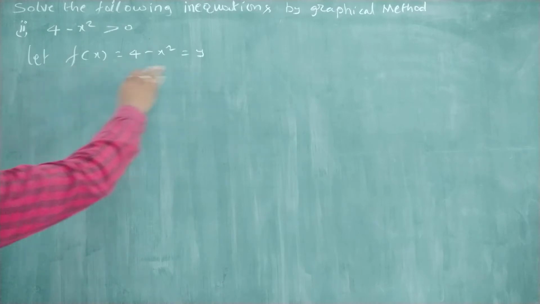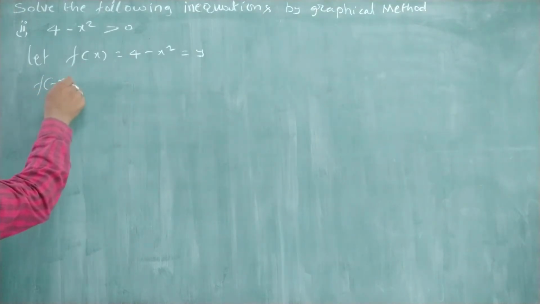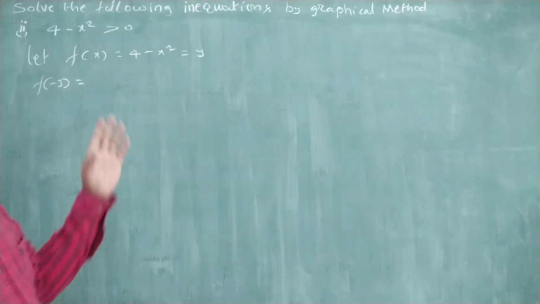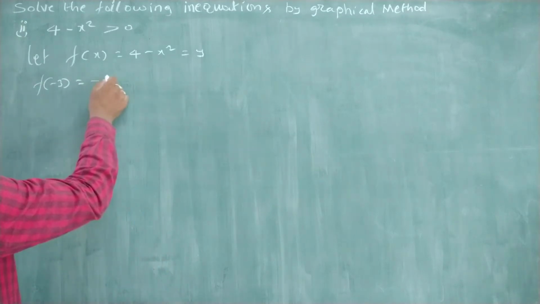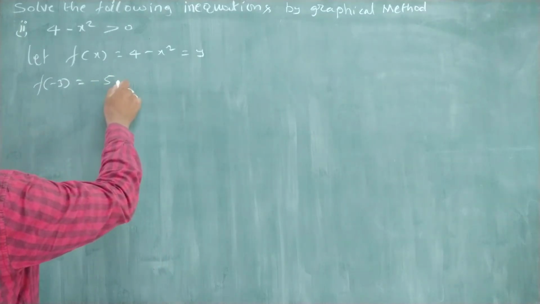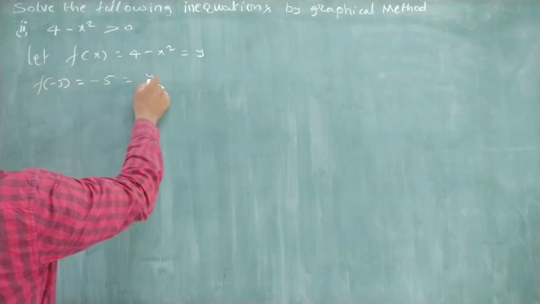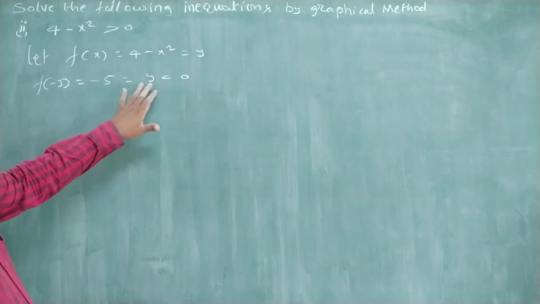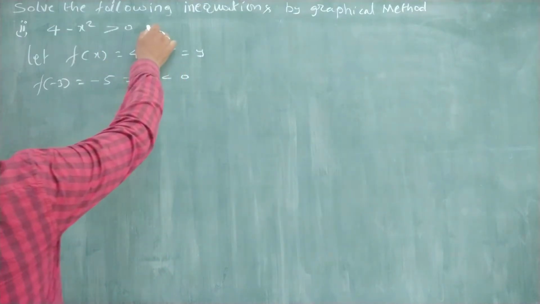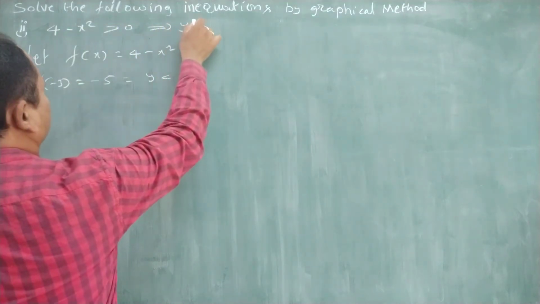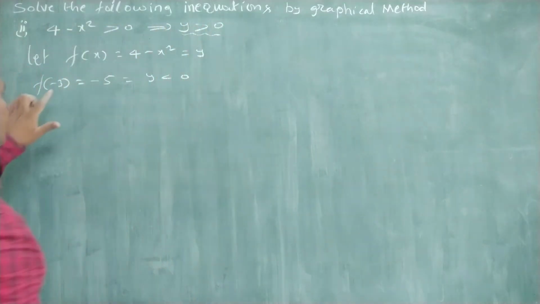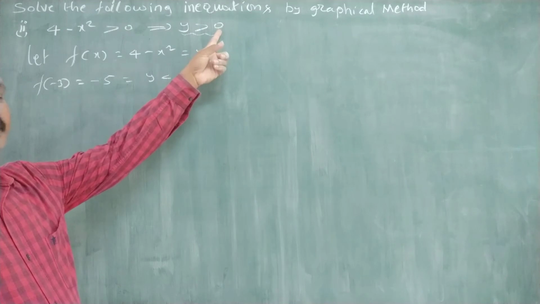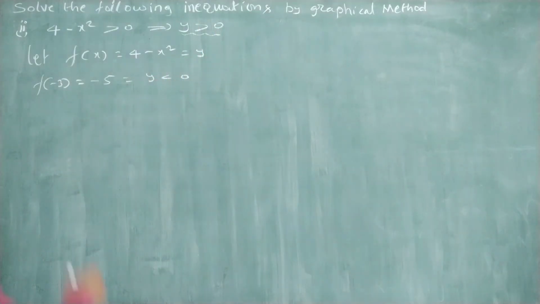So we have to take real values. F of minus 3 is 4 minus 9, that is minus 5, which is negative, y less than 0. So minus 3 does not satisfy the inequation, since we need y greater than 0.